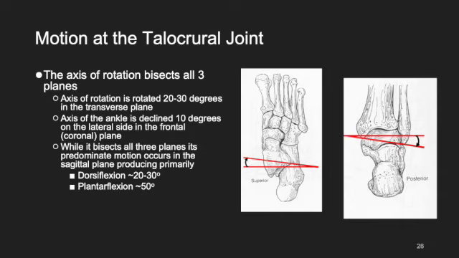Now take a look at the motion that happens at the talocrural joint. Understand that, and you can see by the picture, it's not a straight joint. We have a little bit of an obliquity. So the axis of rotation is rotated about 20 to 30 degrees in the transverse plane. So in layman's terms, it's twisted a little bit. Also understand the axis of the ankle is on about a 10-degree decline on the lateral side.